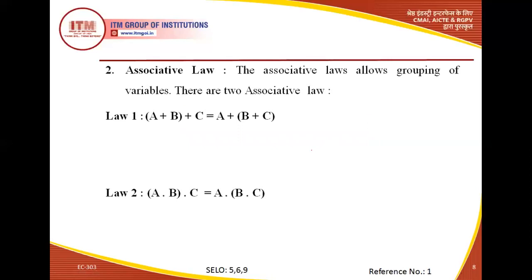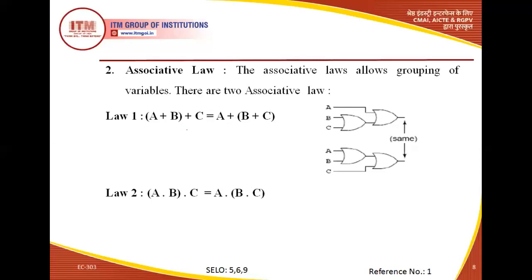Now the second law is the associative law. The associative law allows the grouping of variables. That means how we can group the variables is shown by the associative law. There are mainly two types of associative law. One states that we can perform the operation A or B first, then perform the OR operation with C, which is equivalent to first performing the operation B or C, then performing the operation with A, which gives the same result.